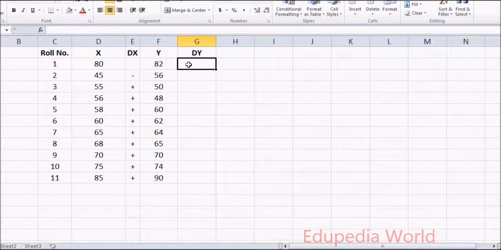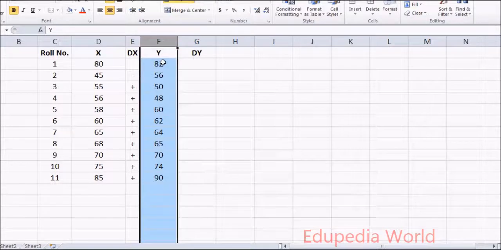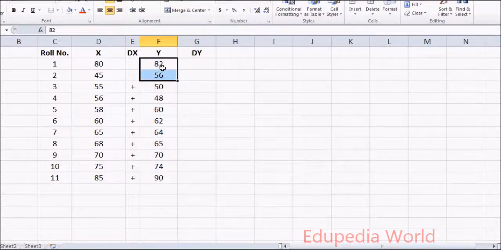Similarly, coming to the column Y, let's analyze the values here. Again we see that for the first two numbers, the second number decreases from the first, therefore it will be marked by a negative sign here.